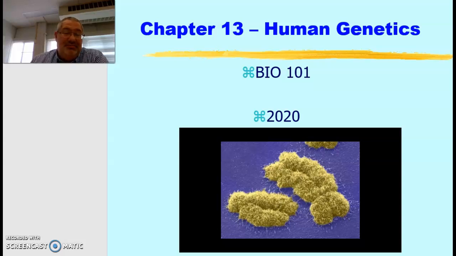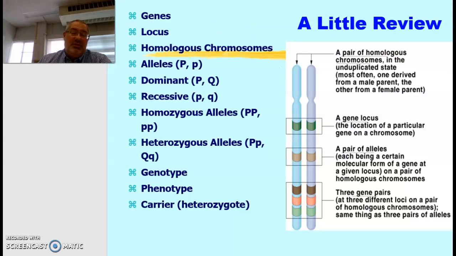I'm going to start out with a little review of some terms, talk about autosomes and sex chromosomes, karyotyping, and then end this portion of video 1 with talking about some human disorders, abnormalities that occur within the autosomal chromosomes. So let's start with a little review.